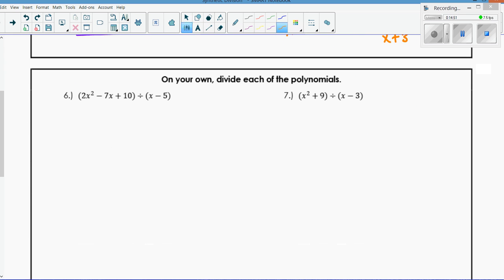So here are some for you to try on your own. Why don't you pause this, see if you can do these. They won't take you very long. And then check your answers as I go through and explain them. I'll try to explain them a little bit quicker. But see how you guys are doing. Just make sure you're paying attention. If you're dividing by a linear, you know what that solution is, so you can use synthetic division. If you're not dividing by a linear, you have to use long division. Okay? So go ahead and pause.